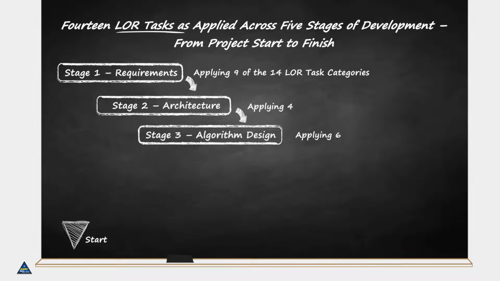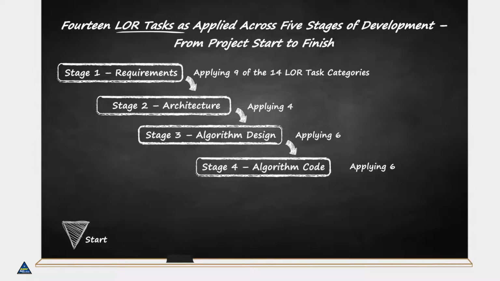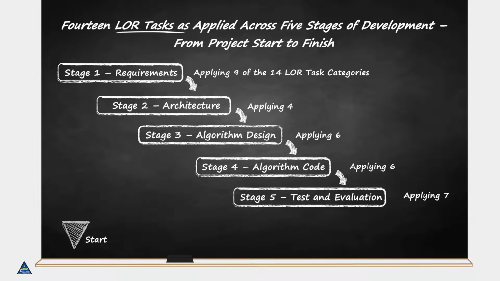For stage 3, we're focusing on algorithm design. In algorithm design, we're applying 6 of those LORE, and algorithm design is specific to how you design the algorithm. And if you remember, we talked about some of those things, like a confusion matrix or an ROC AUC. So we're going to get into more detail on what those are specific to algorithm design. Stage 4, algorithm code, is applying 6 of those LORE. And if you notice that there's overlaps, because we have a relationship between requirements and architecture, and some of those LORE overlap each other.